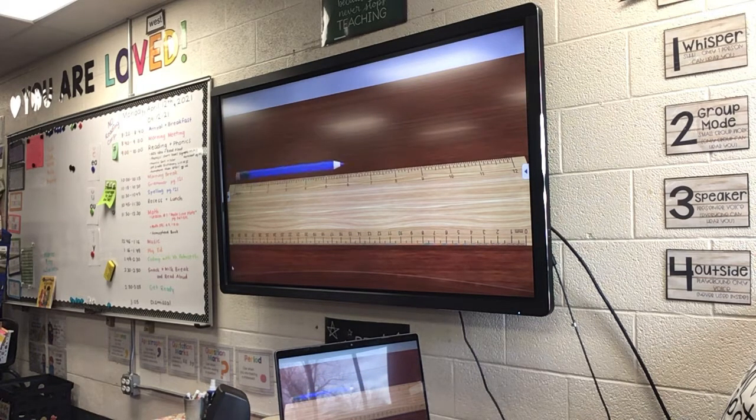Here we have a pencil, and we need to measure the length. We will be measuring to the nearest whole number. Can you tell me the length of the pencil? What do you guys think? 6 inches. The pencil is 6 inches long. Great job.